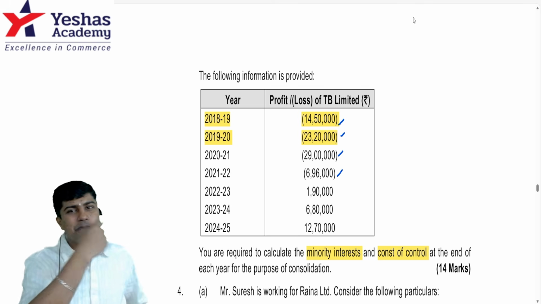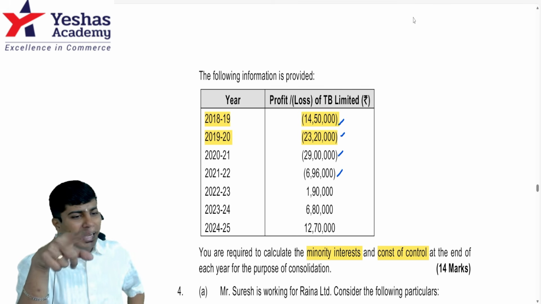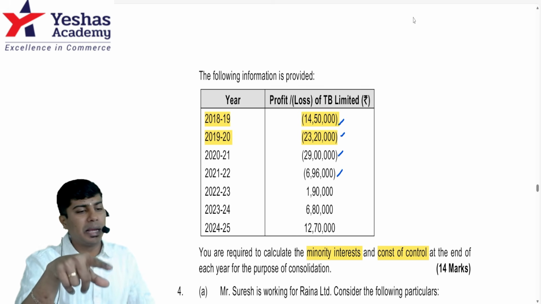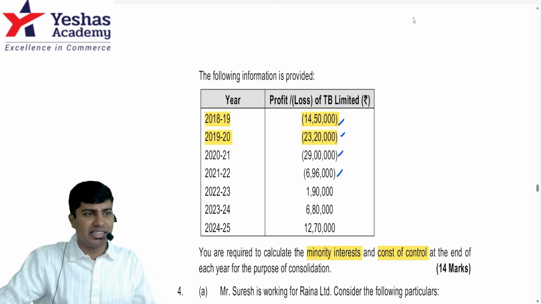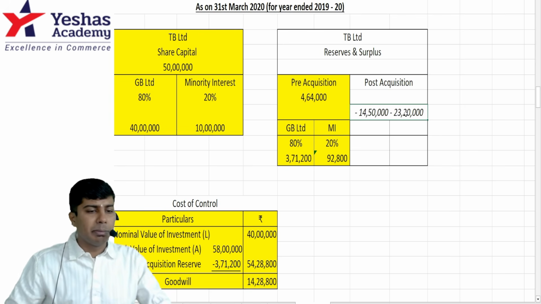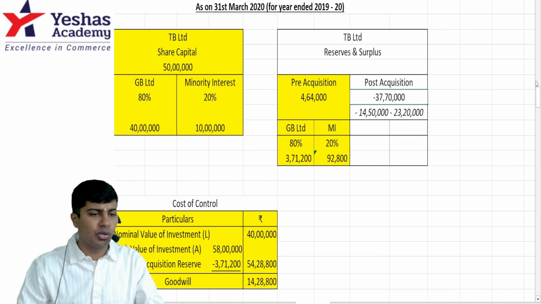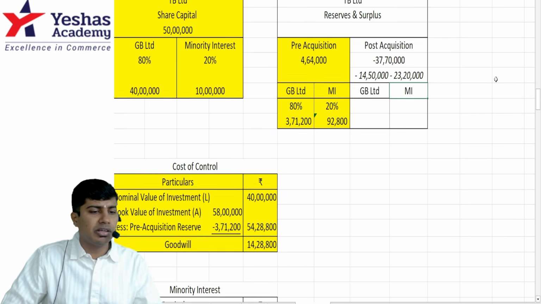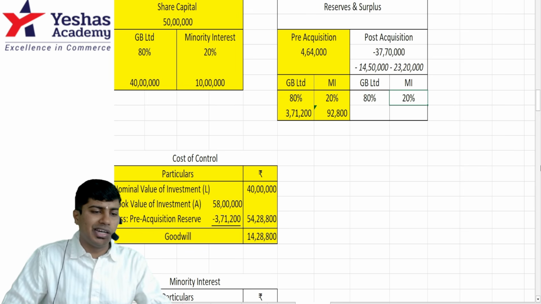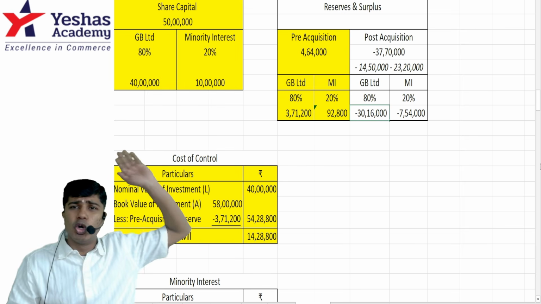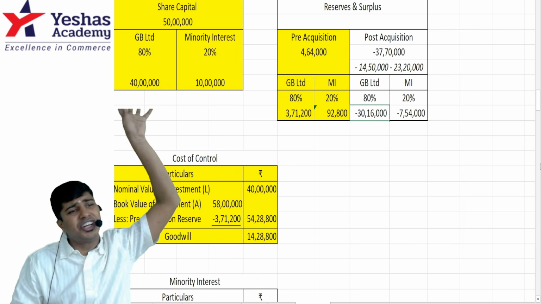Okay, fine. Now tell me, what is the post-acquisition profit here? Minus 14,50,000 minus 23,20,000. Together it will become minus 37,70,000. This has to be split between holding and minority. How much is holding share? 80. Minority 20. 80% of 37,70,000 is 30,16,000, which will go to the consolidated balance sheet, revenue reserve negative.